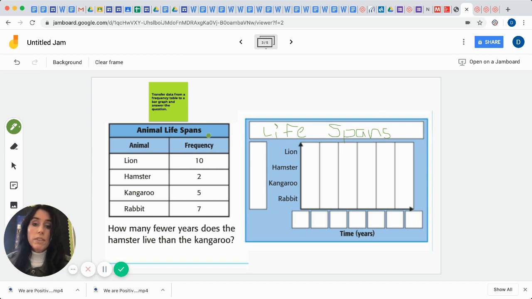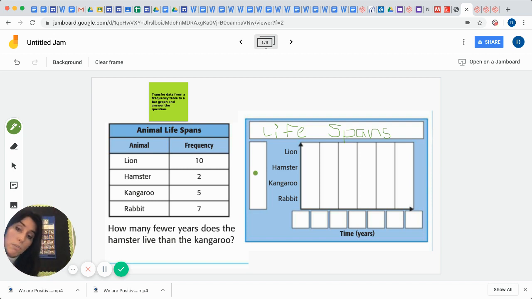Okay, so we've got the title recorded appropriately, and now it says the animal. So as I look here, I see lion, hamster, kangaroo, and rabbit. Does that represent my frequency? No. Does that represent the animals that I got recorded data on? Yes. So here, it's going to be tricky, but you can see how it has time, years here. That's the time and years here. So this is really going to be hard for me to do.